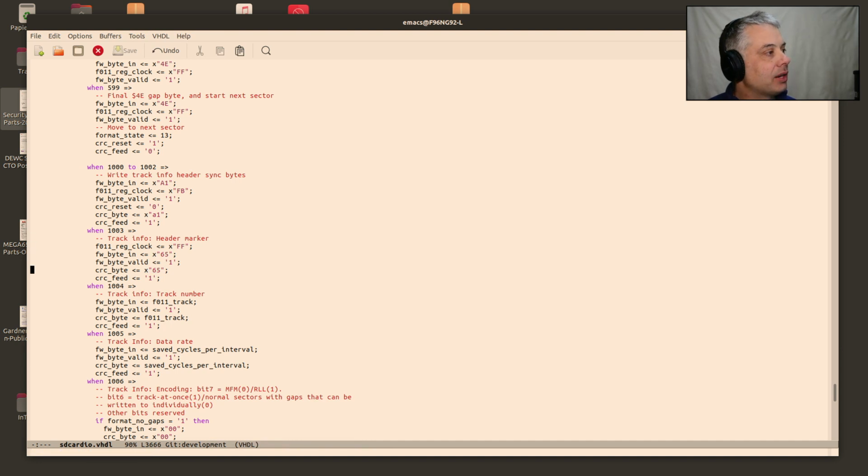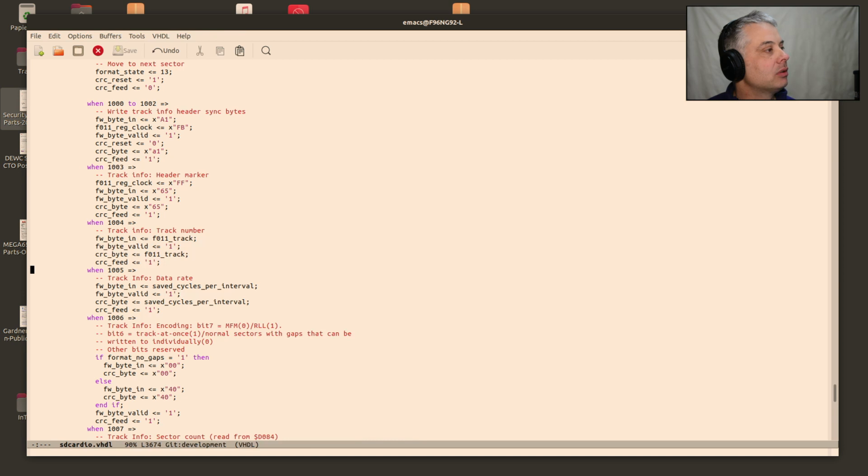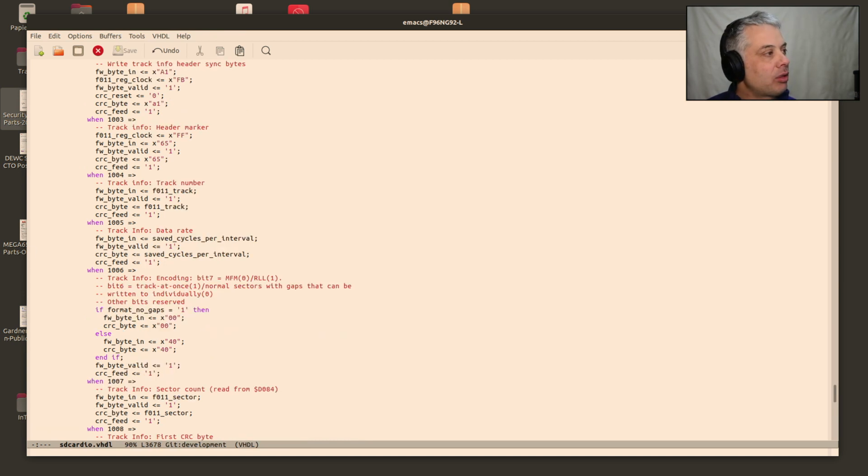So let's have a look at this. This is how we write the track information blocks. We write the track number, we write the data rate. It's being written as 28 as well, which would suggest HD rather than, did we wind it back out? What did we have on that track?